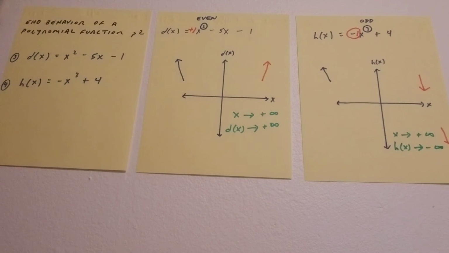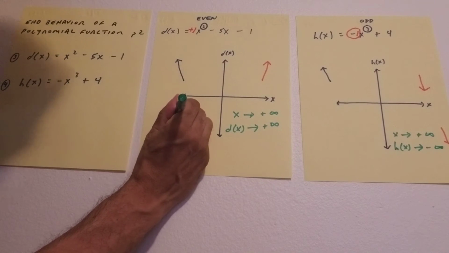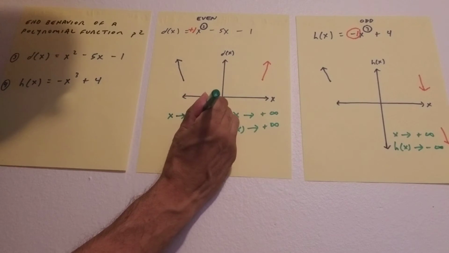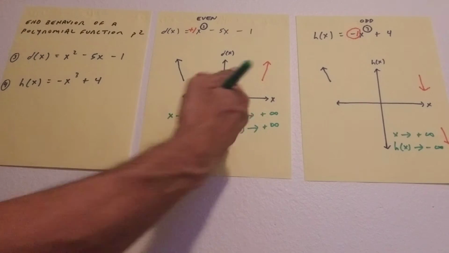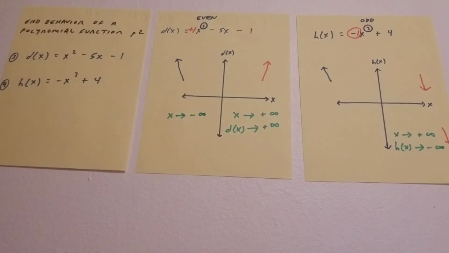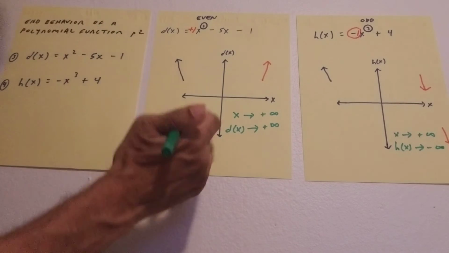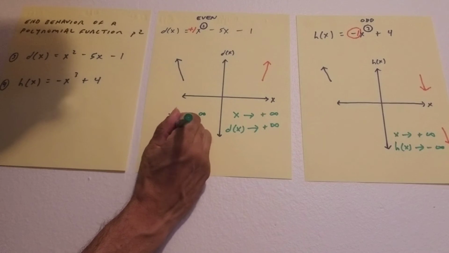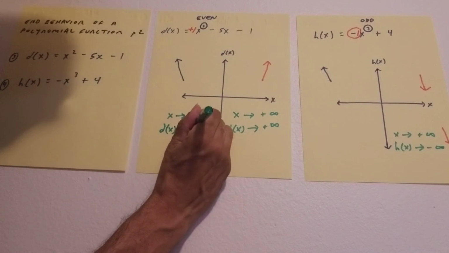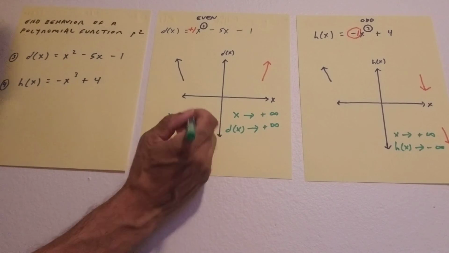Lastly, let's look at the left-hand side of each function. On the left-hand side, x is approaching negative infinity. You must include that negative sign for negative infinity. As x approaches negative infinity, you go further to the left, the function increases. More and more, it continues to go up, so the function d of x approaches positive infinity.